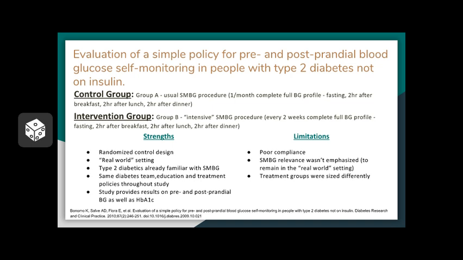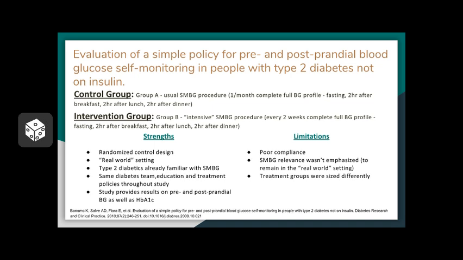And then the intervention group, which was group B, had a more intensive SMBG procedure in which every 2 weeks they would complete the full blood glucose profile. So twice a month, basically, they would do a fasting, a 2 hour after breakfast, 2 hour after lunch, and 2 hour after dinner blood sugar check.